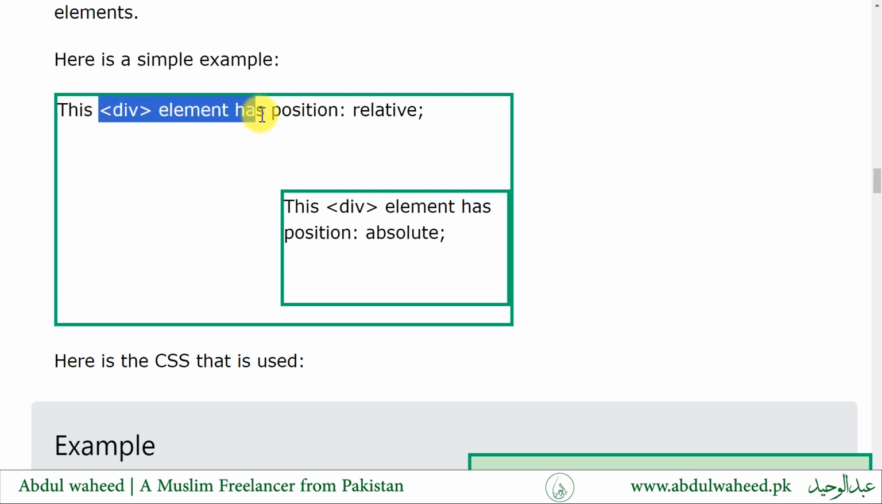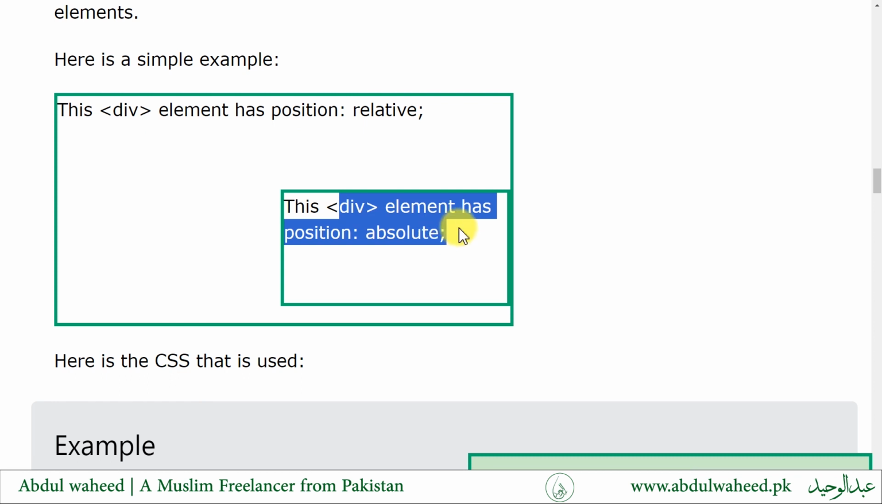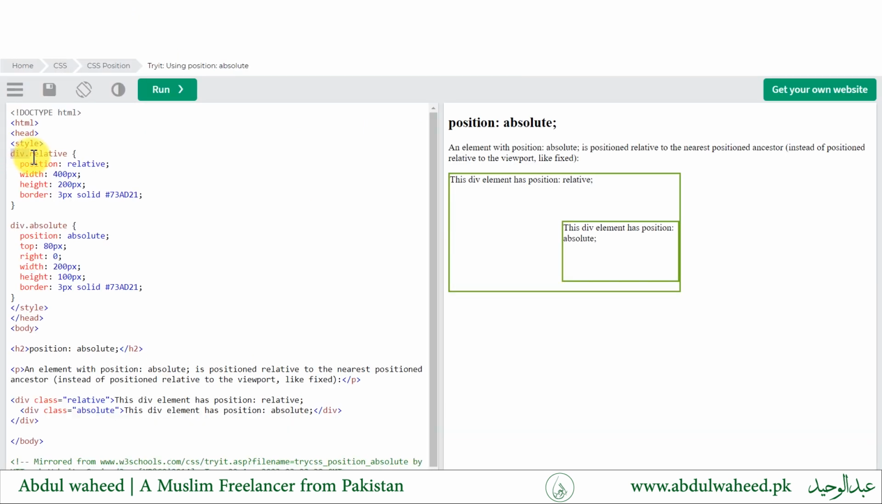The first div element has position relative, the second div element has position absolute. Now we have two div styles. The main container is the relative div, and inside it we use the absolute position div element.